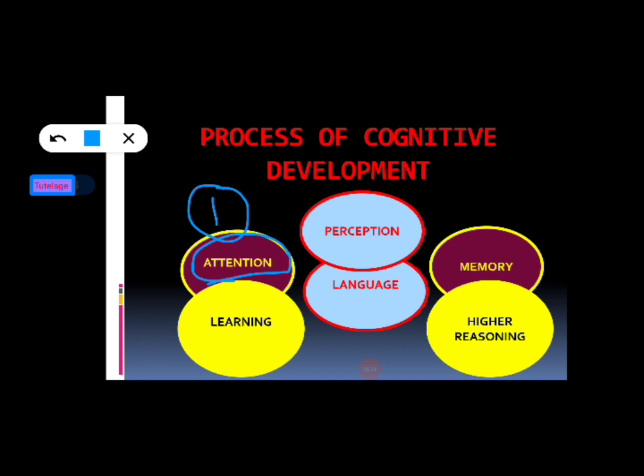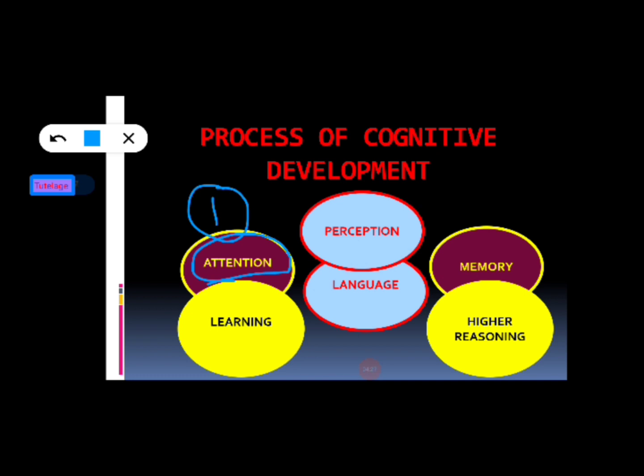Sir, we all know cognitive development is related to cognition, and cognition deals with the mental processes of the human body. So that's why the first stage is attention, and attention indicates the process of selecting something, that is, a physical object, material or abstract.